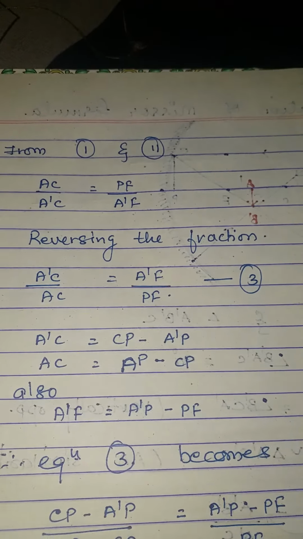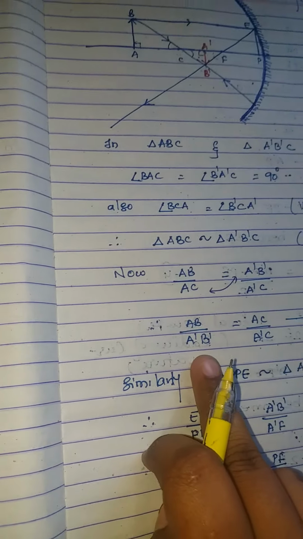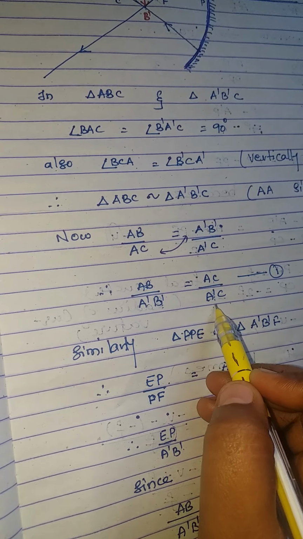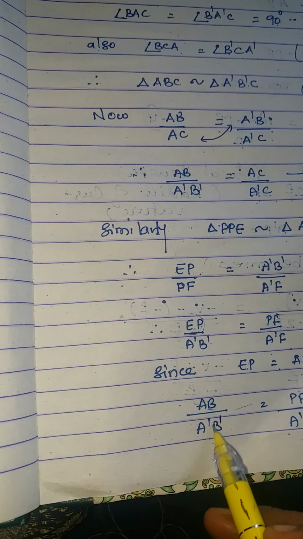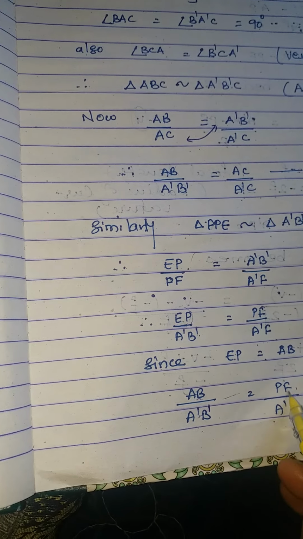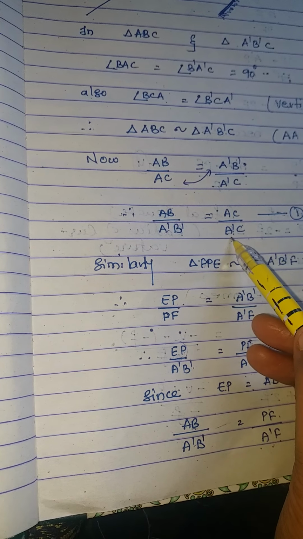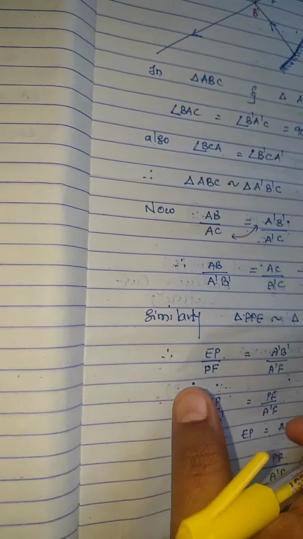From equations 1 and 2, what we get: AB upon A dash B dash is equal to AC upon A dash C, and AB upon A dash B dash is equal to PF upon A dash F. So AC upon A dash C is equal to PF upon A dash F.